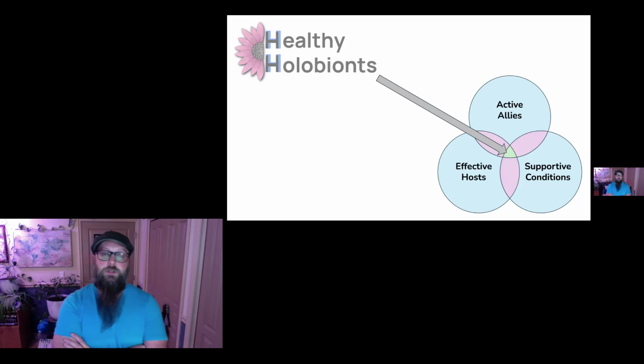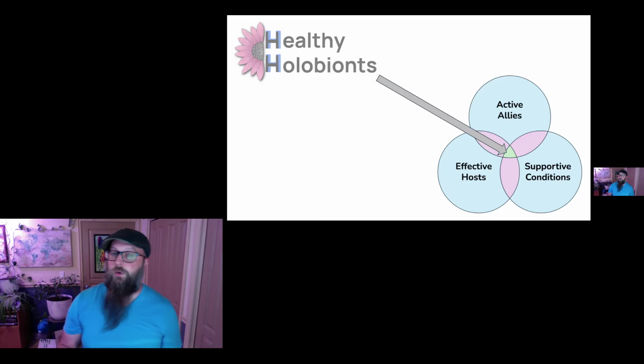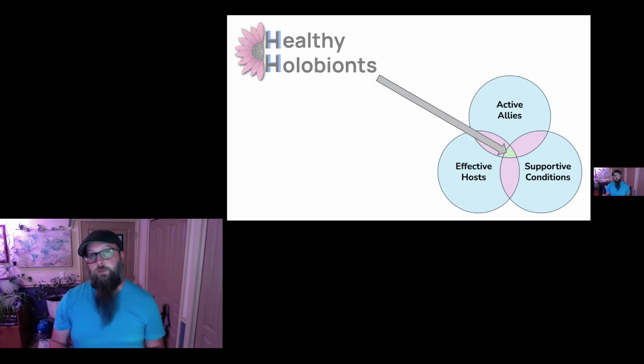But I'm going to start here because when I launched Holobiont Hub over a year ago now, this was one of the original graphics that I developed to explain how holobionts work. Really, it's a Venn diagram showing this small space where you have an overlap between active allies. That's sort of what we collectively call microorganisms. We could also call some of them mesoorganisms, like earthworms. And then there's effective hosts. In the context of gardening, that's usually the plants themselves. And then also the supportive conditions. So I want you to keep this in mind as we go forward because I'm going to reference it.